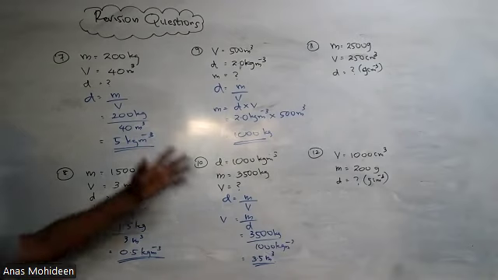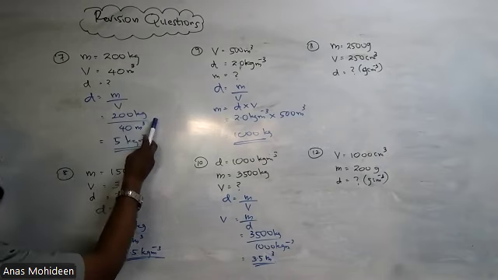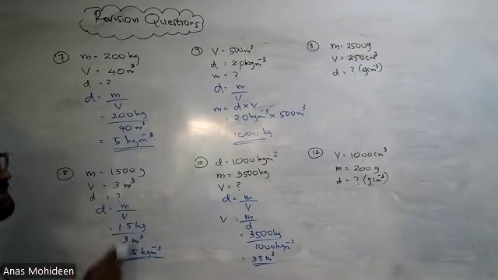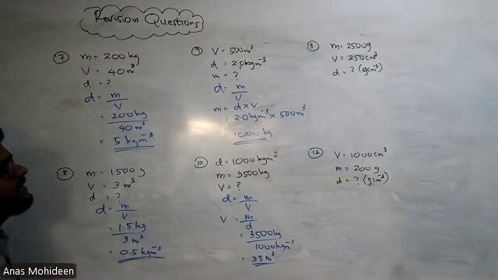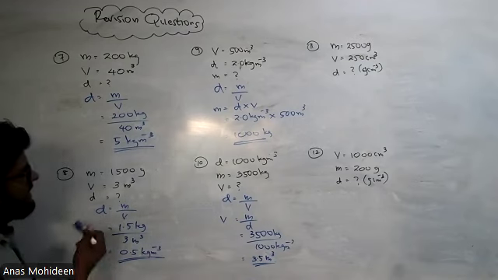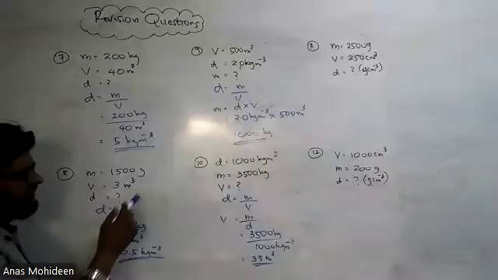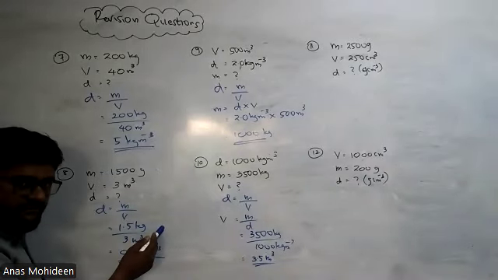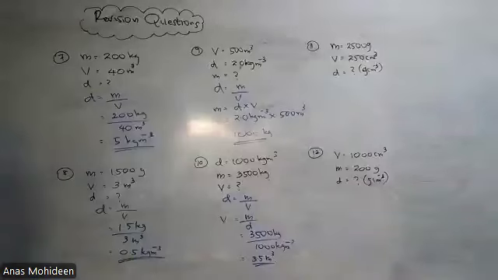So here I have given you all four answers. Once again, let me go through them. You want to find out the density here. Density is equal to mass per volume. The mass is given as 200 kilograms, volume is 40 cubic meters. 200 divided by 40, you get the answer 5 kilograms per cubic meter. That's the density. And here, density equals mass per volume. Mass 1500, meaning 1.5 kilograms, volume 3 cubic meters. You divide and get 0.5 kilograms per cubic meter.